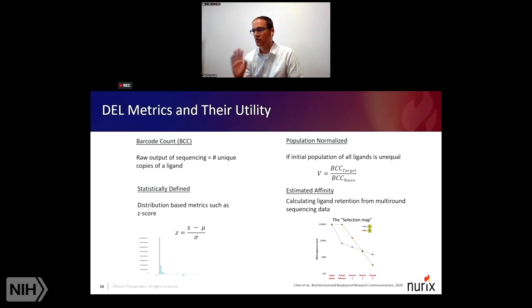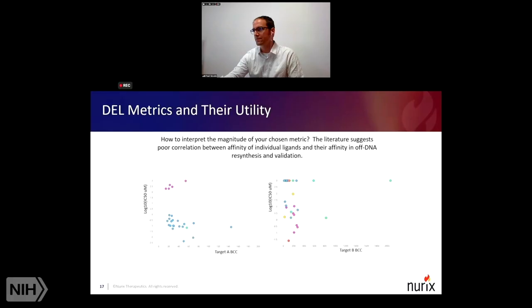And so again, the choice of the exact enrichment metric is going to be dependent on how your library is constructed and how you run your selections. But these are just some ideas that you can pull from in setting up your analysis workflow. So with these enrichment metrics defined, how should we interpret these?